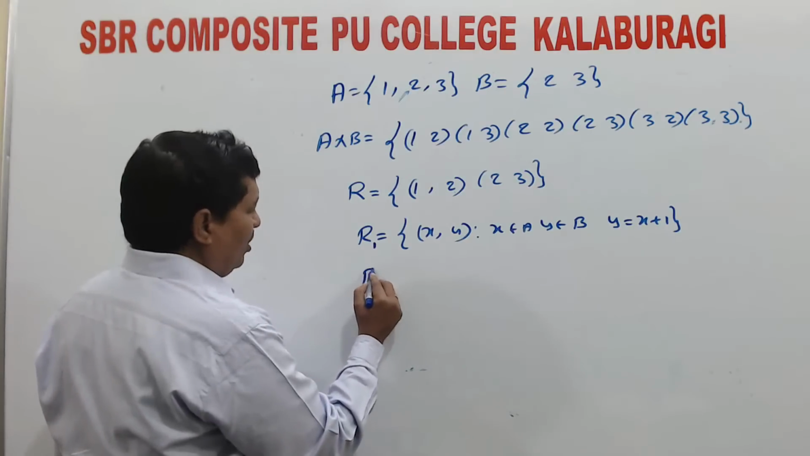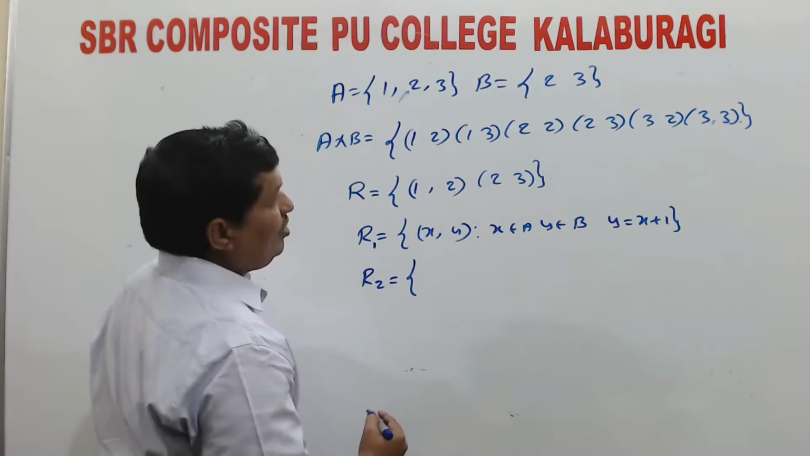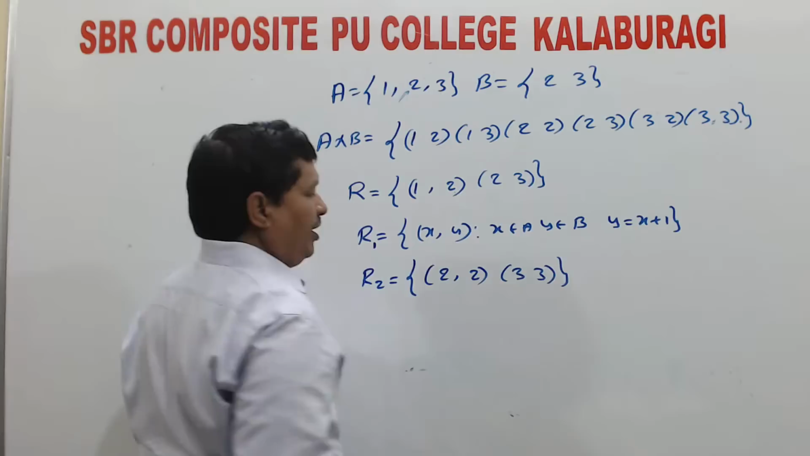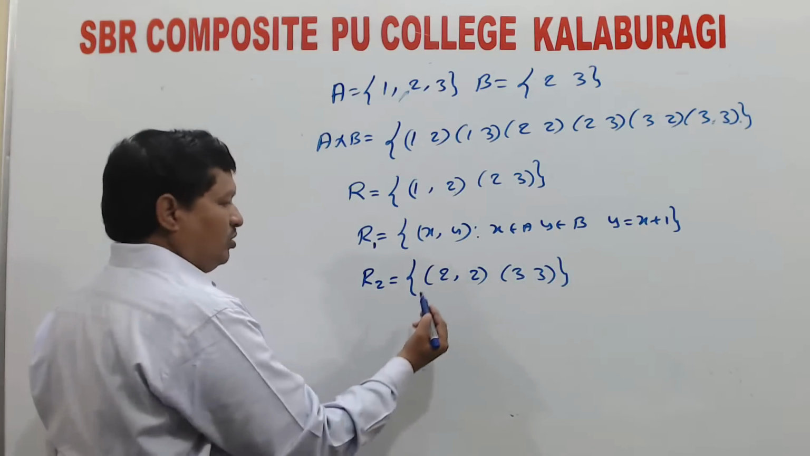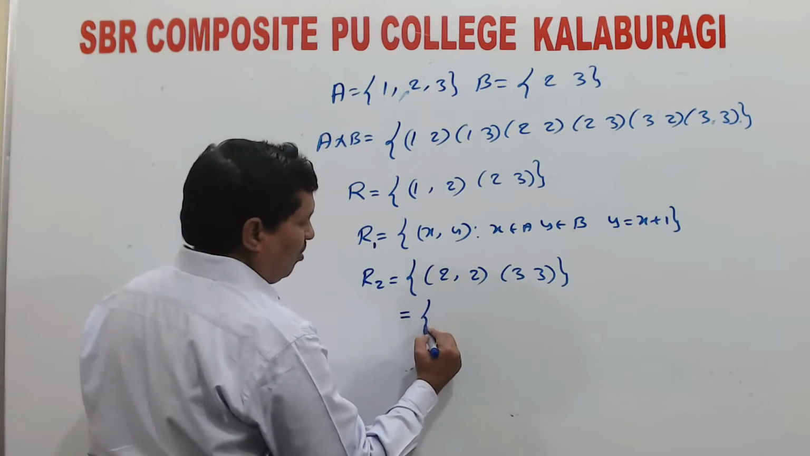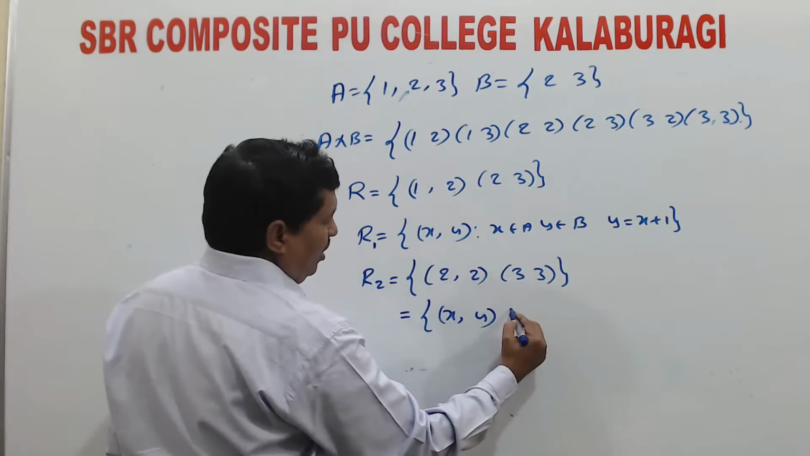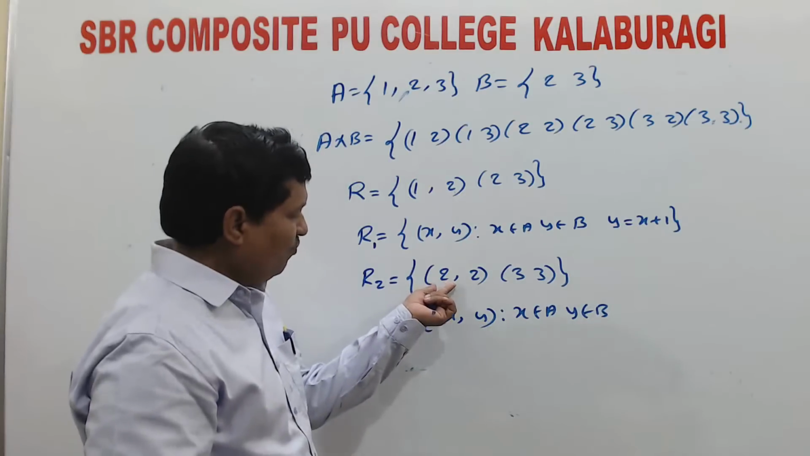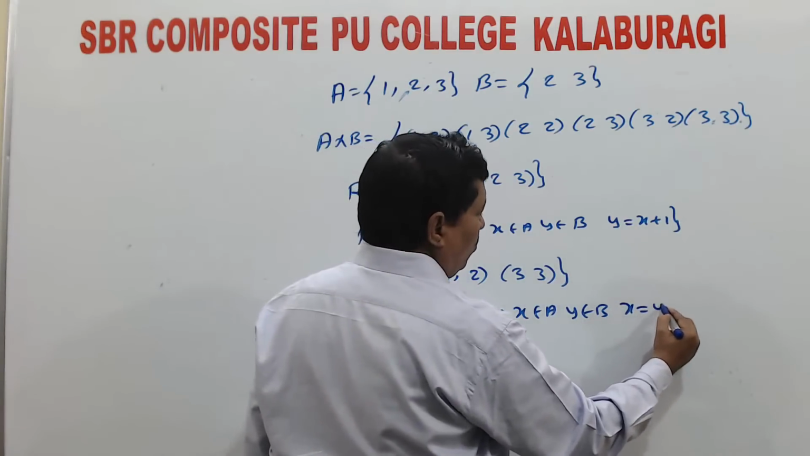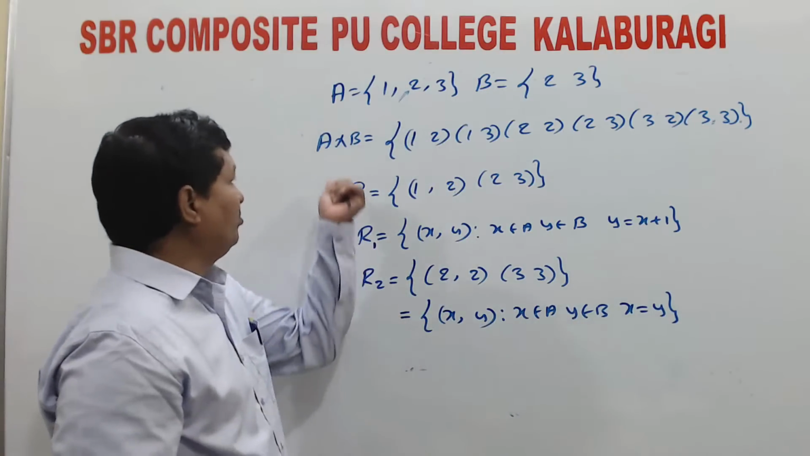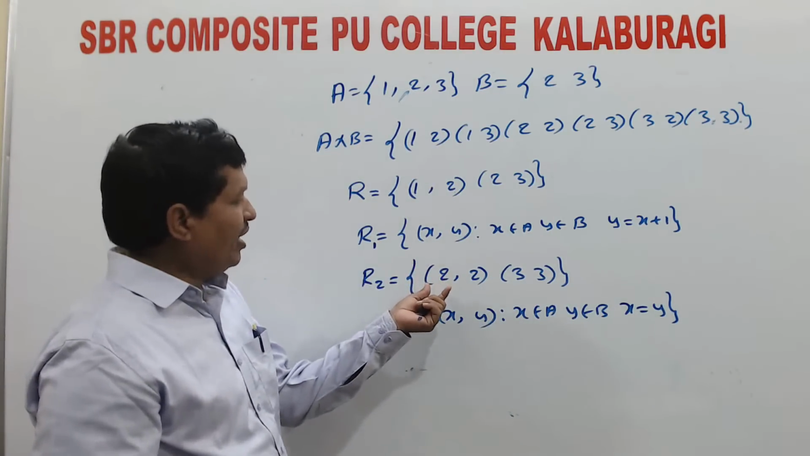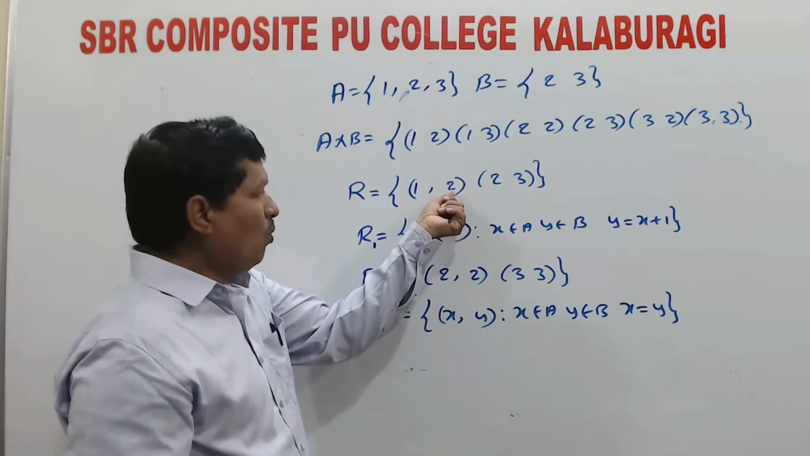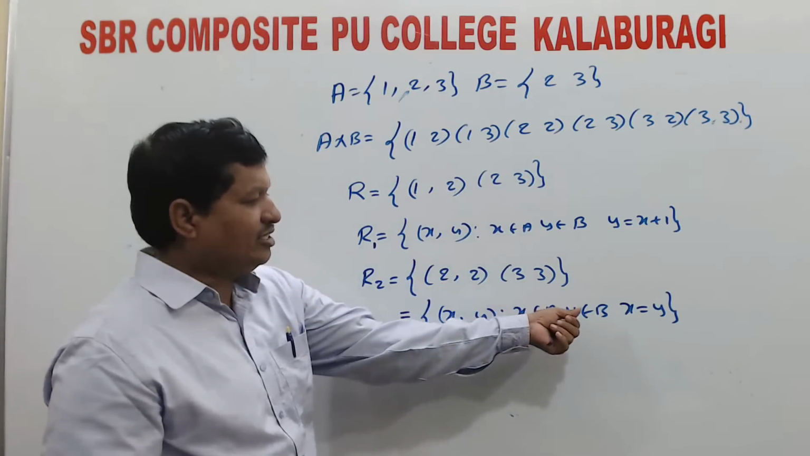Suppose I write one more relation. See here, what I want to write: 2 comma 2, 3 comma 3. I took only these two elements. Okay, so this is the roster form. If you write this one in set builder form, again x comma y such that x belongs to A, y belongs to B. What is the relation between the first and second element here? x equal to y. This is again one more relation set from the Cartesian product. It means the ordered pairs from A cross B have a common relation between the first and second element. Here y is greater than x by 1. Here x equal to y.